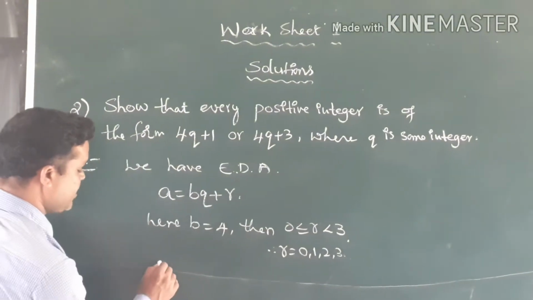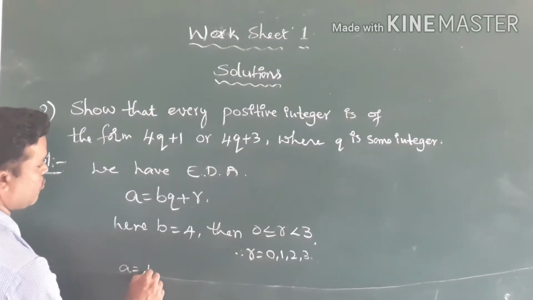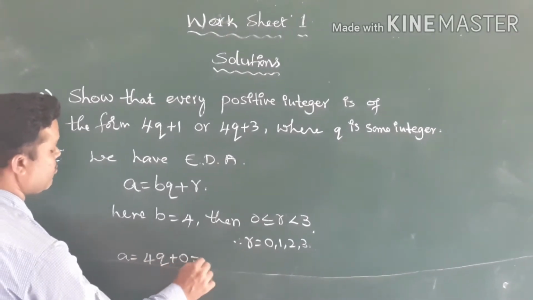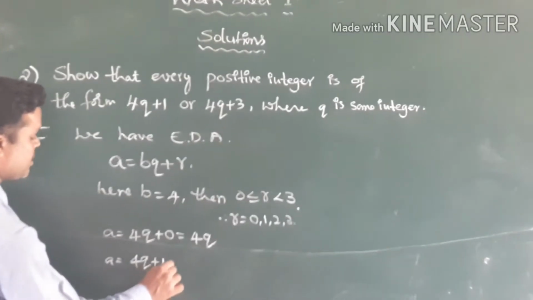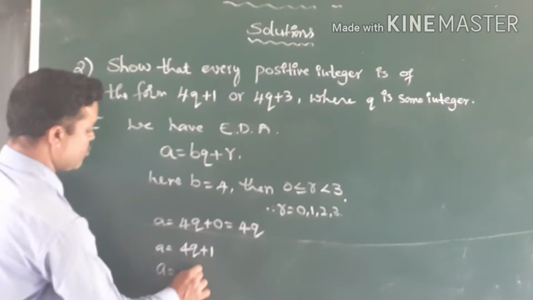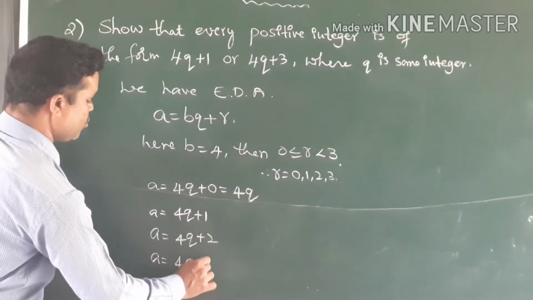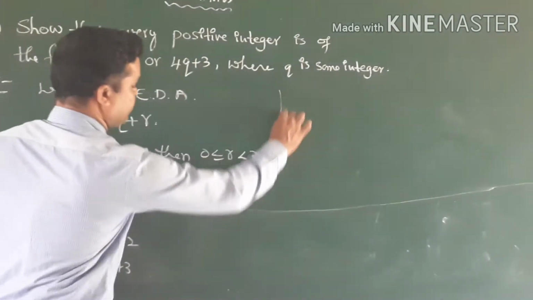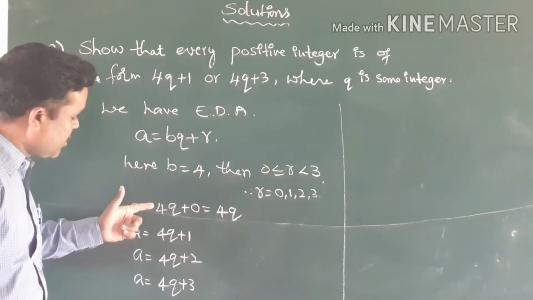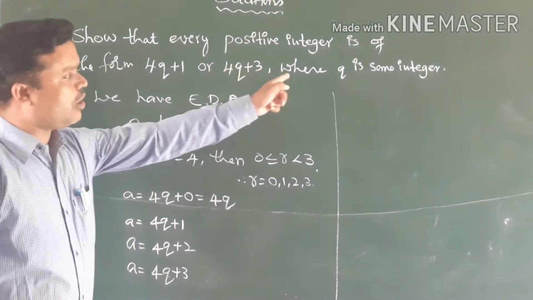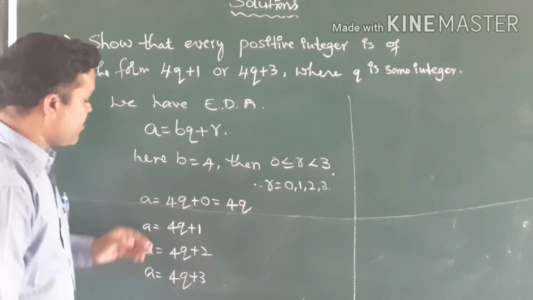Now A is equal to 4q plus 0, which is 4q. A is equal to 4q plus 1. A is equal to 4q plus 2. A is equal to 4q plus 3. Actually, we are going to prove which of these four are odd numbers and which are even. Let's see the first one.